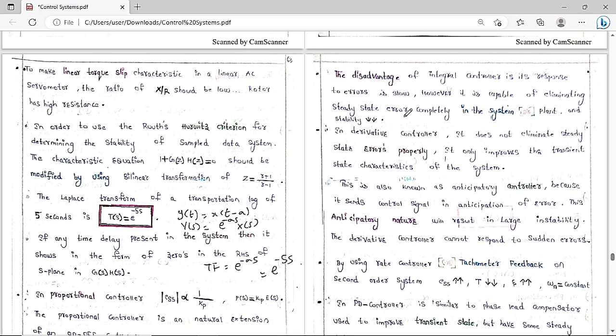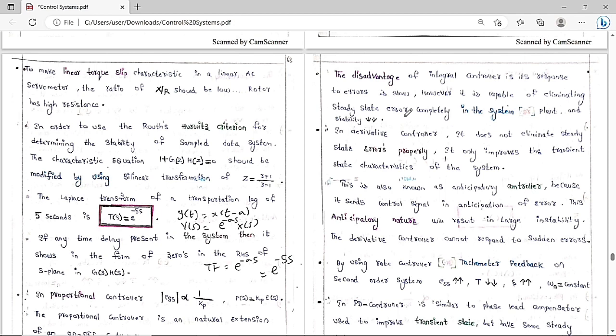Now the next point is, the disadvantage of the integral controller is that its response to error is slow. However, it is capable of eliminating the steady state error completely in a system or plant, and the stability is going to decrease. I have already told that the disadvantage of the integral controller is the response to error is very slow, means the rise time is very large. However, it is capable of eliminating the steady state error completely, means the steady state error is equal to 0, and the stability is going to decrease because the number of poles increases, the root locus is going to shift to the right half of the s plane, so stability will decrease.